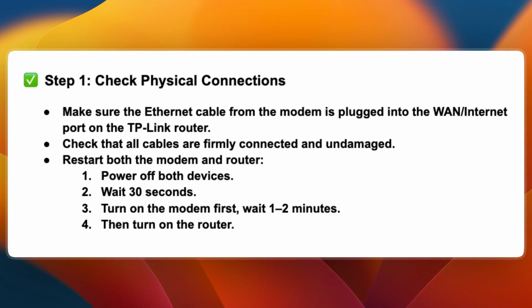Make sure the Ethernet cable from the modem is plugged into the WAN or internet port on the TP-Link router. Also check that all cables are firmly connected and undamaged, and restart both the modem and router. To do this, you can just power off both devices, wait for 30 seconds, then turn on the modem first and wait for 1 to 2 minutes, and then turn on the router.